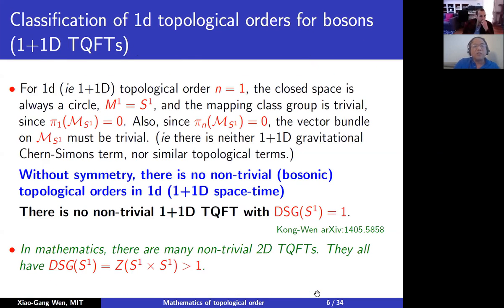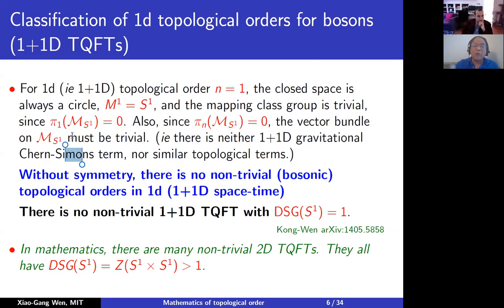Okay, so as a result, we see that actually the moduli space for the one dimension is trivial. Basically, that's a loop space of S1, but with only winding number 1. So such a loop space is really trivial. Pi 1 of this loop space, of the moduli space, is trivial, so there's no mapping class group. And also, pi n of this moduli space is also trivial, so that means there's no U1 vector bundle. Even the U1 curvature part is trivial. So this vector bundle is completely trivial.